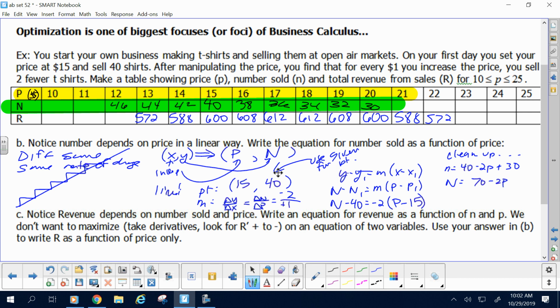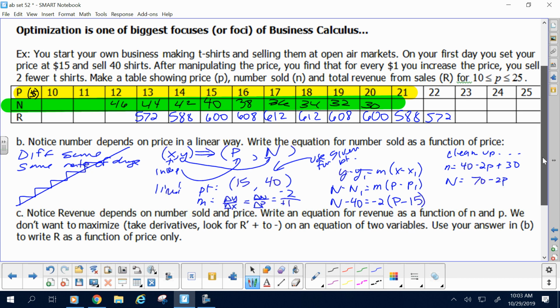I call this a linear relationship, but it's really a ray relationship. You would only use a segment of it. You wouldn't even take that all the way to the axis, because if you set price at 0, you would sell how many? 70. That's like if you gave them away, you could sell 70. You really would just think of this as a little segment for the part that makes sense, and afterwards it doesn't make sense. All right? You down?